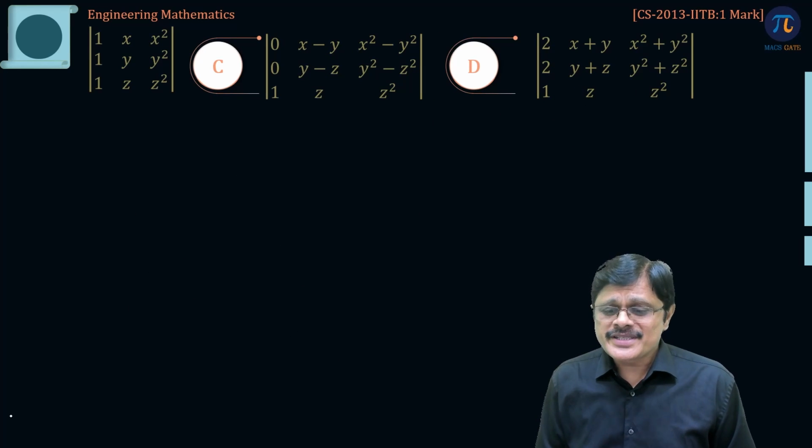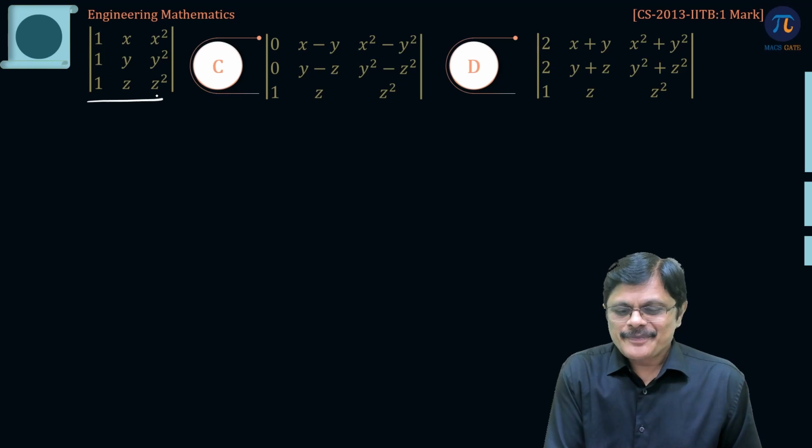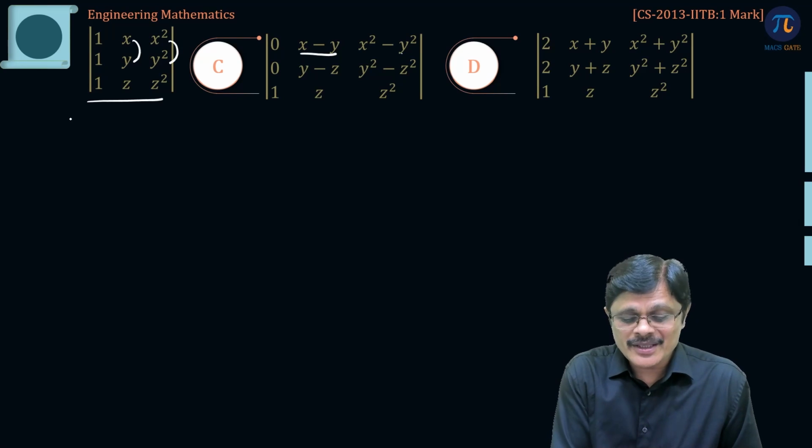Let us check option C. See, this is very interesting. See, this is the matrix. What we can do is, if you observe, it is x minus y, x square minus y square, means this one. So first of all, we are doing this operation, that is R1 is R1 minus R2.